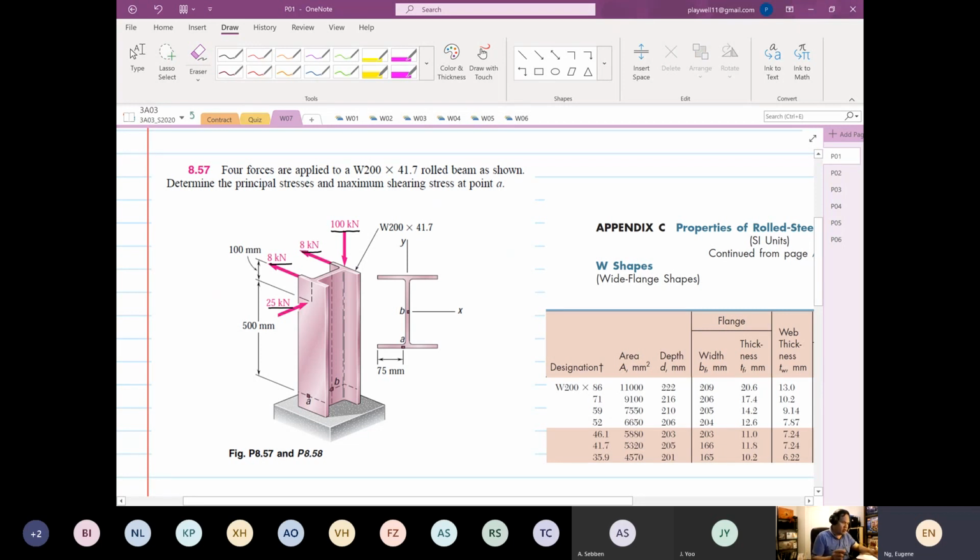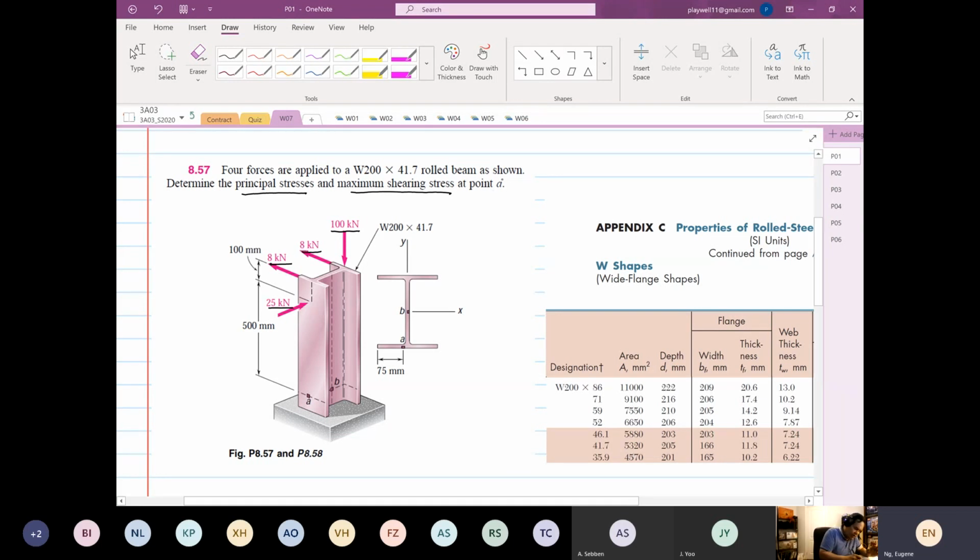We want to determine the principal stresses and maximum shearing stress. I don't need you to worry about principal stress and maximum shearing stress yet, as I have not taught that yet. But what I specifically want to do is find the stress state at point A and the stress state at point B.